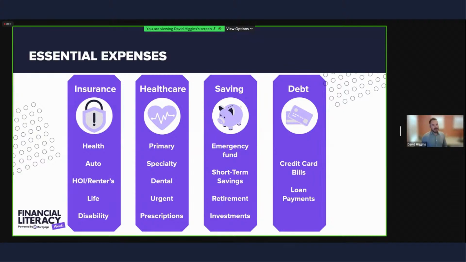And then our final category is debt. This is where you would include any sort of debts that you have to pay on. Think credit cards, think student loan expenses, personal loans, anything like that that you would have to pay on as well. So those are just 8 categories.